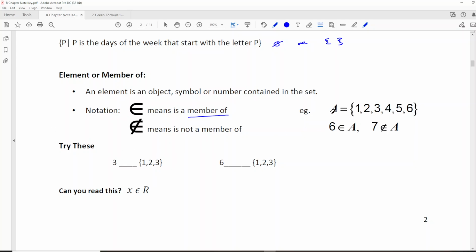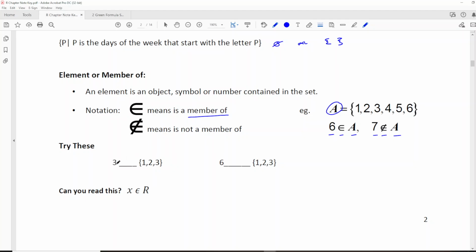So for example, over here, we've got the set A. A is defined as the set of numbers 1, 2, 3, 4, 5, 6. So 6 is an element of the set A, where 7 is not an element of the set A. So now how about these questions? Is 3 an element of the set 1, 2, 3, or is it not an element? Now I'm saying element, sorry. It doesn't really matter what you say. Technically we should say member, but other textbooks call it an element of. So if you're wondering why I'm switching my words, it doesn't really matter.